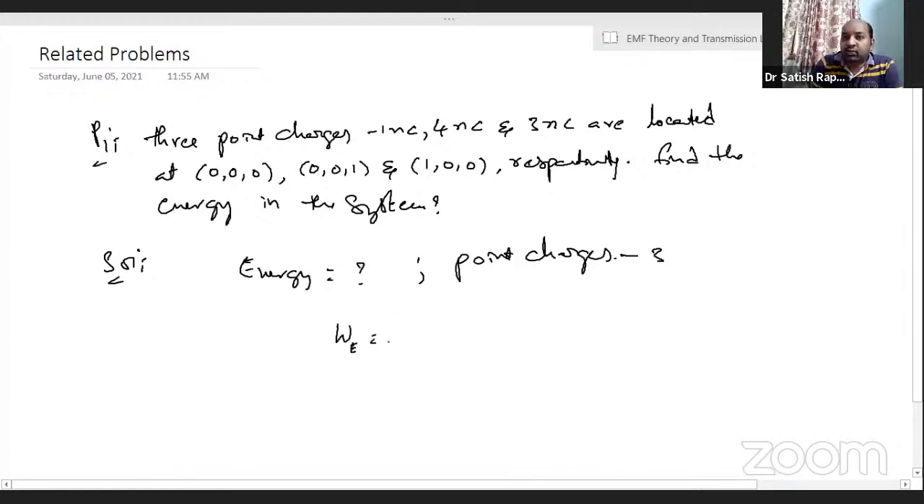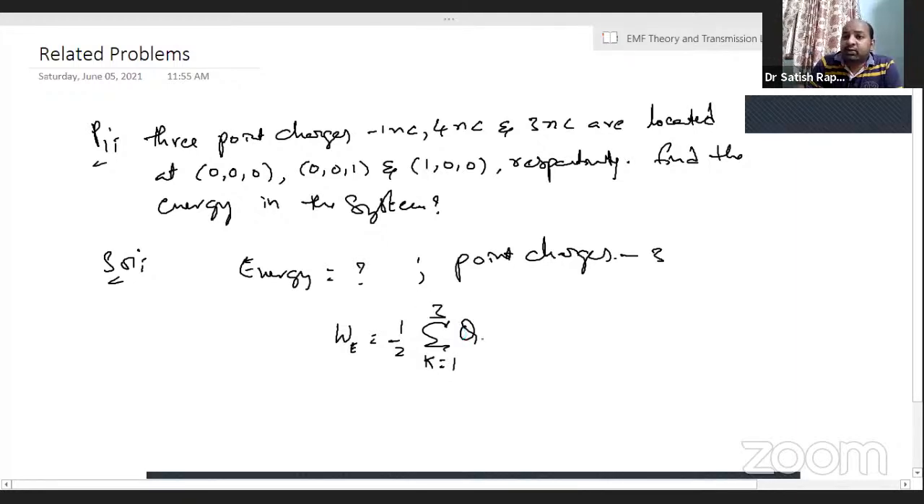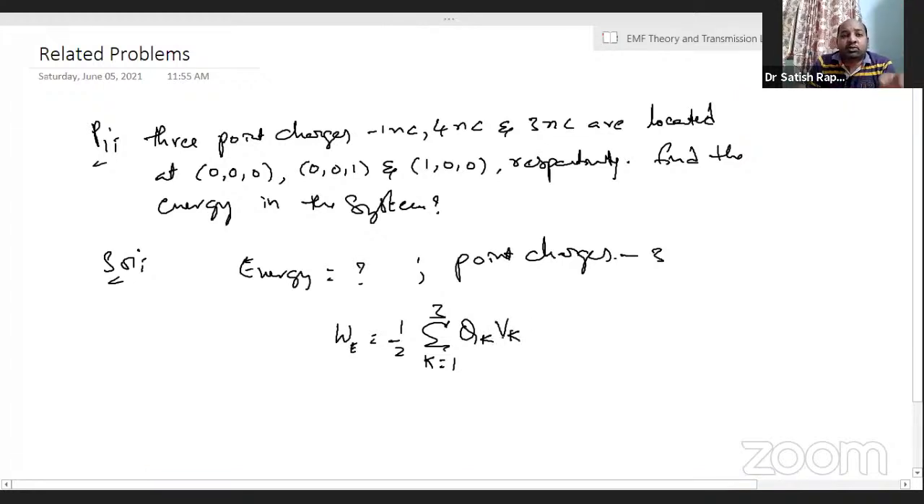W_E is equal to half summation k equals 1 to 3 Q_k V_k. With respect to point charges, you need to see carefully the problem. Whether a problem contains point charges or continuous charge distributions, that we have to see. So in the problem, point charges were given, so we have to take this equation.